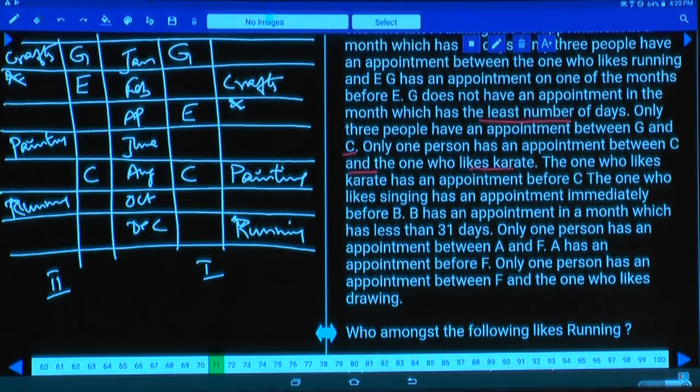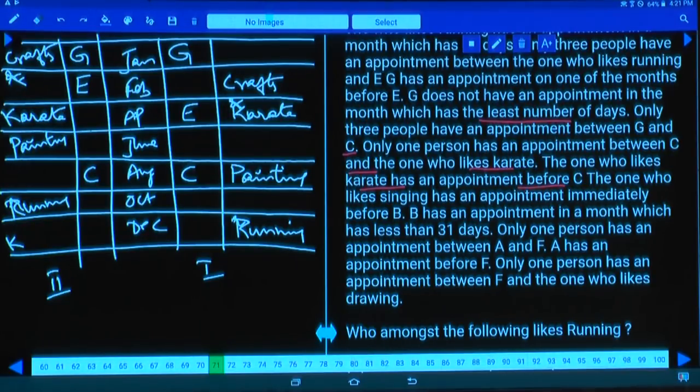C and karate. In case 1, the person who likes karate must be in the month of April, and since there is only one such person, karate can be either at this place or at this place. There are 2 possibilities in case 2. The one who likes karate has an appointment before C, so karate is before C and cannot be here. Hence it must be in the month of April in both the cases.